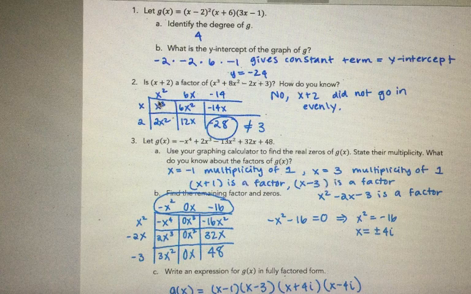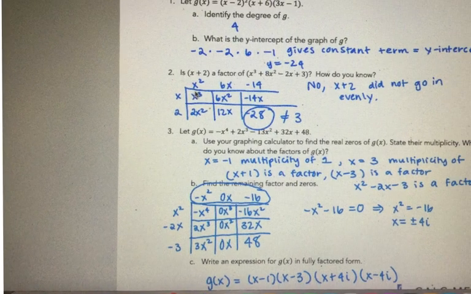And so what that means is, if negative 1 is an x-intercept, then x plus 1 is a factor. And if 3 is an x-intercept, then x minus 3 is a factor. So then what they do is they just distribute these out, x plus 1 times x minus 3 to get this. And so I could also say this must be a factor. B, find the remaining factors and zeros. So they did it in an area model again.